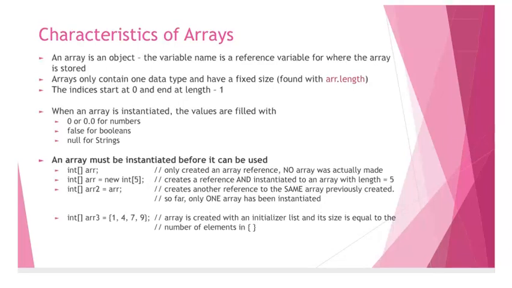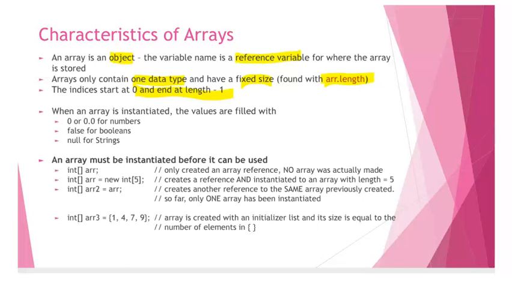For starters, an array is an object, and the variable name is a reference variable for where the array is stored. Arrays can only contain one data type and have a fixed size. And this fixed size can be accessed with arr.length. The indices start at 0 and end at length - 1.